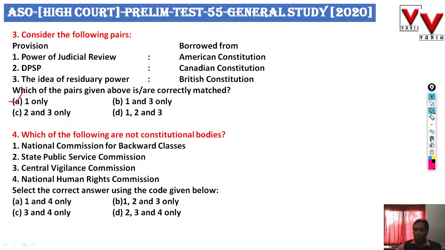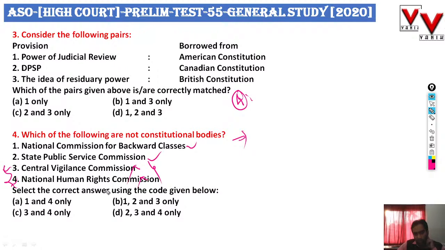Now we are going to proceed further and discuss the fourth question. Which of the following is not a constitutional body? First is National Commission for Backward Classes. This is a constitutional body, meaning it is mentioned in the constitution. State Public Service Commission is also constitutional. Central Vigilance Commission is not constitutional. National Human Rights Commission is also not constitutional. So only 1 and 2 are constitutional, 3 and 4 are statutory bodies.